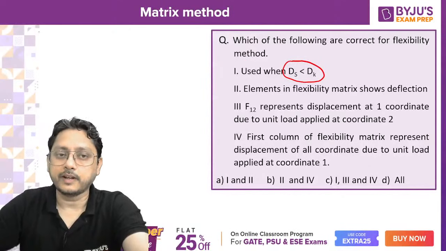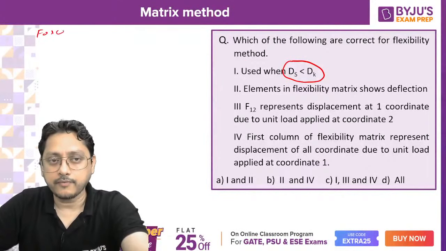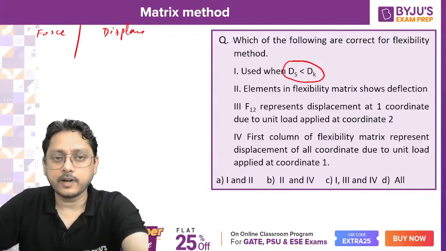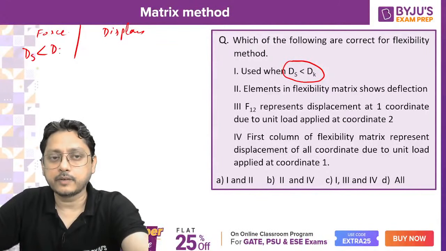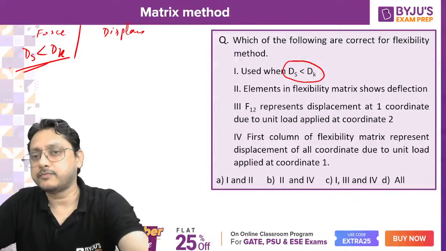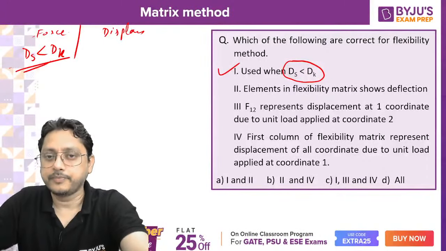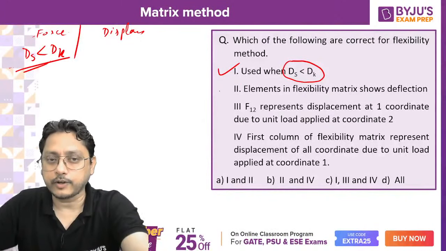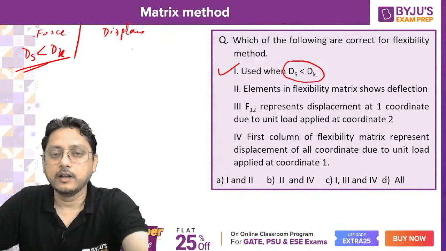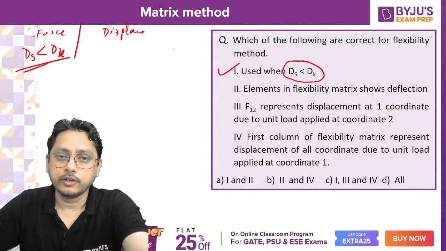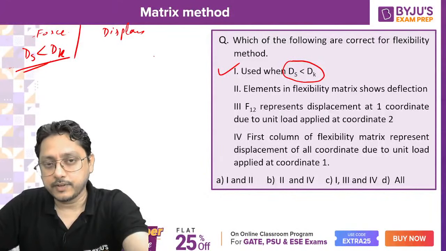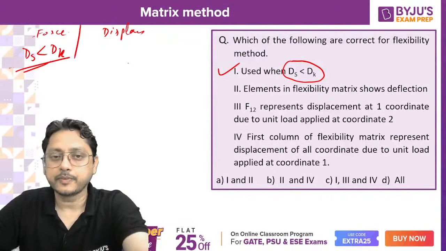You have a force method and a displacement method. Whenever the degree of static indeterminacy is less than the kinematic one, we are actually implementing the force method. Flexibility method is nothing but your force method, so that is correct. Then, elements in the flexibility matrix show the deflection. I told you the flexibility definition: by providing a unit force, you are identifying the displacement or deflection at other coordinates.